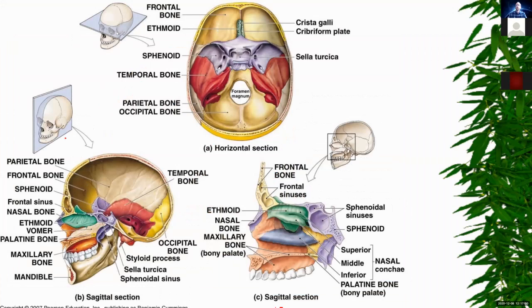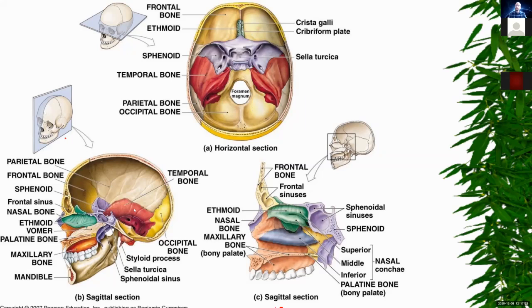So here's a section of a skull. We've taken a transverse section. Remember, transverse is this way. Taking a transverse section of the skull, we've opened up the top and the bottom. You can see the foramen magnum right here. You can see the bottom temporal bone, the bottom occipital bone, and the frontal bone here. And so the brain would sit right on top of this section right here.